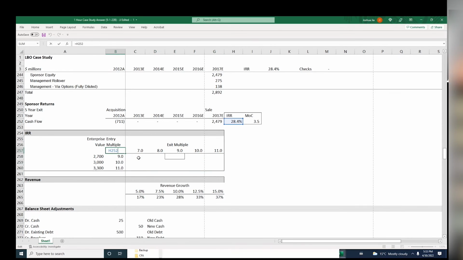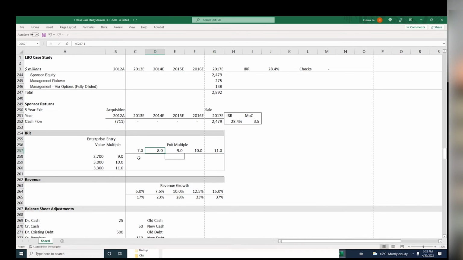And so, first of all, create your little table, right? Have exit multiple up here, have your entry multiple down here. Decide the numbers you want to use. Make sure that these are not linked to the model. So notice that this is a hard code, right? You could also just make these hard coded numbers, but as long as they're not linked to the model. Okay, that's step one.